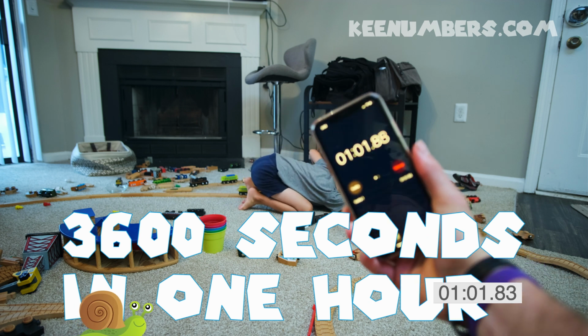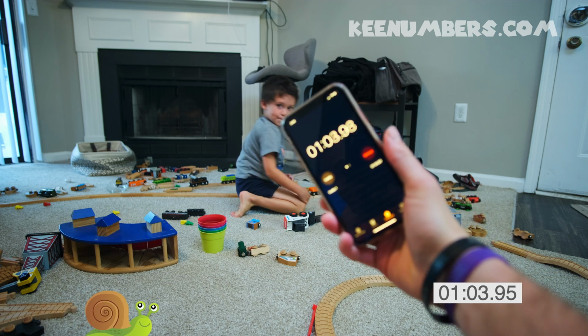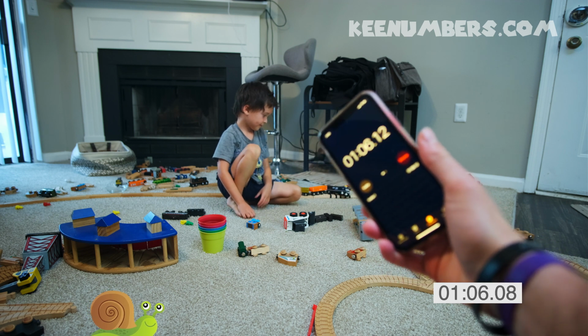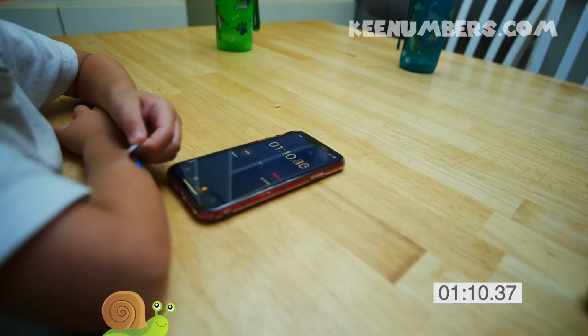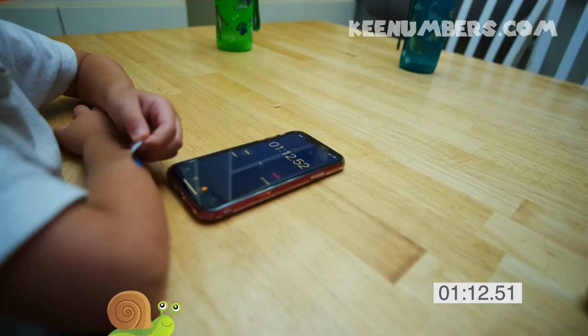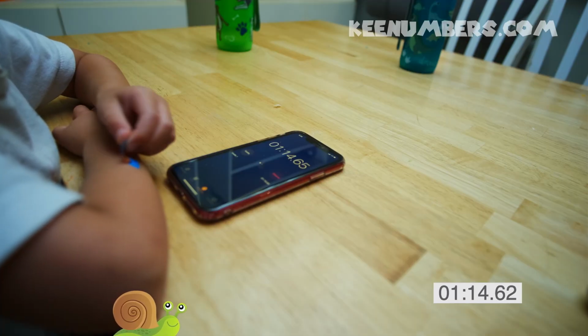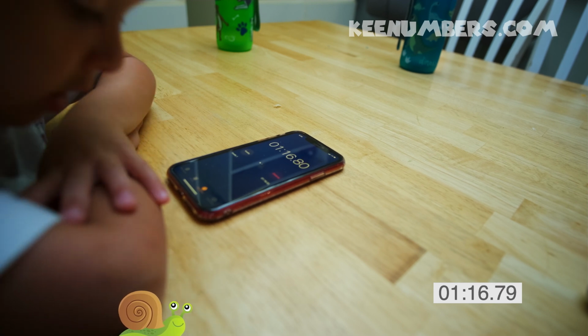Oh, there it goes. We got to 1 minute, and then the seconds reset to 0. 1 minute, 5 seconds. 1 minute, 6 seconds. 1 minute, and 9 seconds. And it's gonna keep counting as long as we run the stopwatch. 60 seconds in every minute.